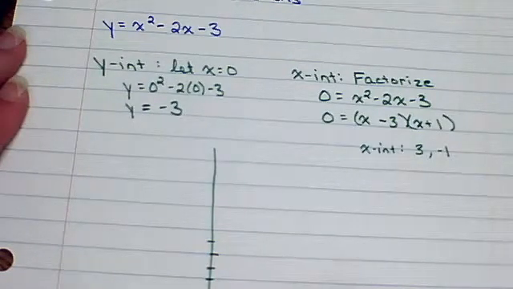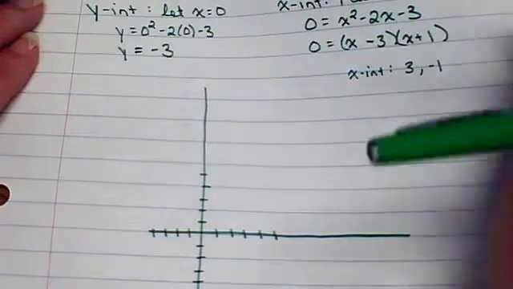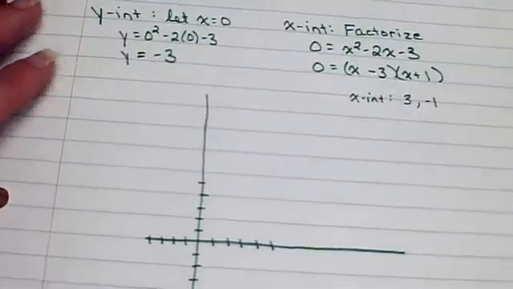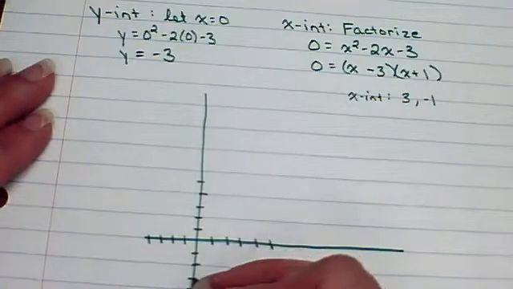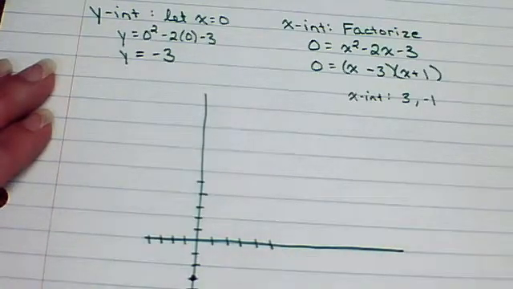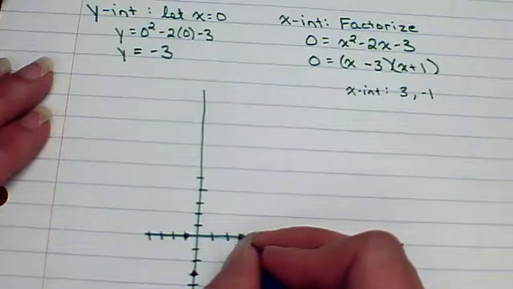One, two, three, four, five. One, two, three, four. I guess I made it a little bit too big. That's okay. It happens, right? So the y-intercept is negative 3. X-intercepts are at negative 1 and 3.